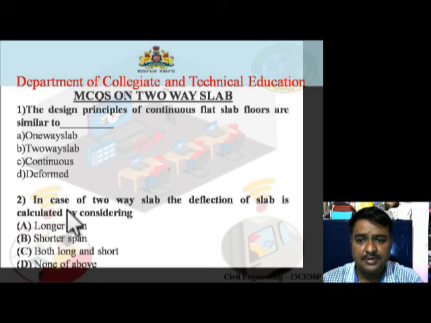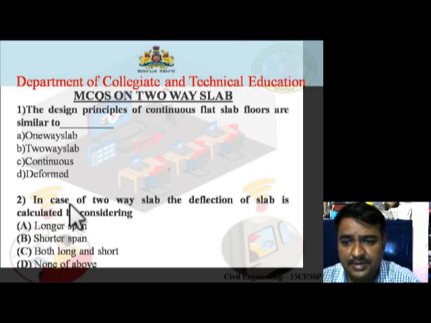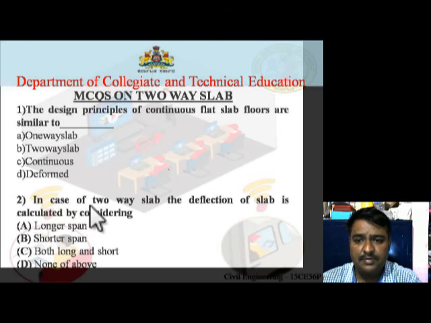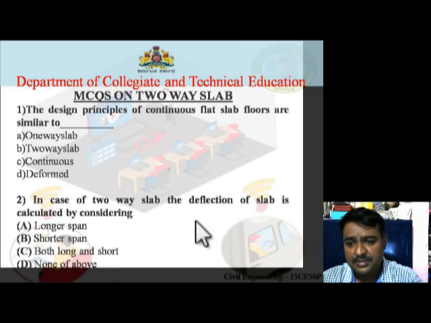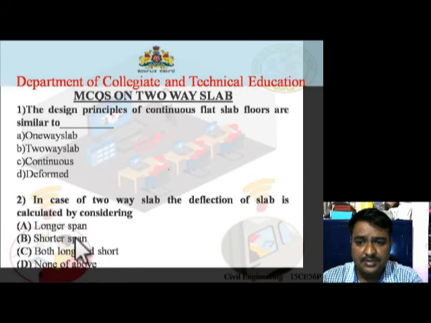So the second question we will discuss. In case of two-way slab, the deflection of the slab is calculated by considering: longer span, shorter span, both long and shorter span, or none of the above. In case of two-way slab, the deflection of the slab is calculated by considering what? So they have given 4 answers. The right answer is shorter span. The answer is B.